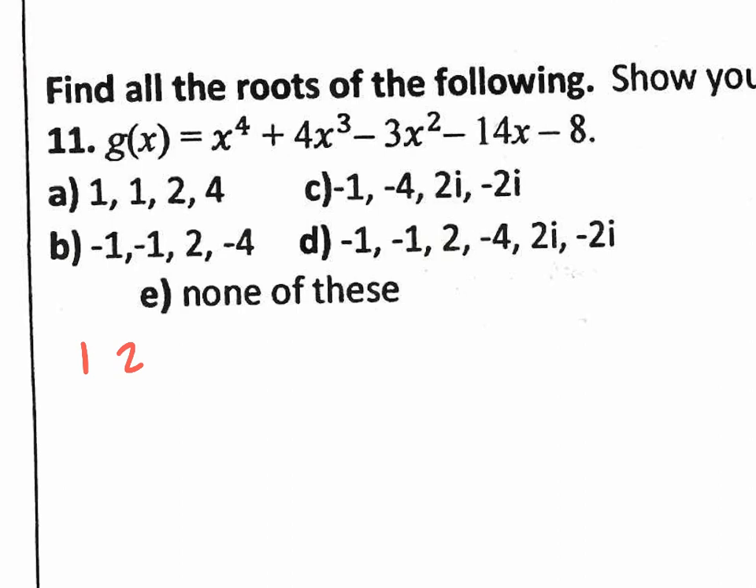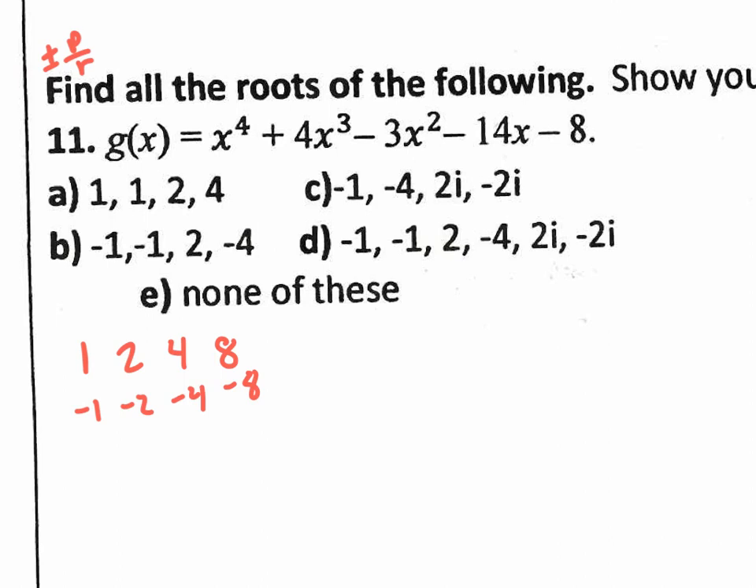Is 3 a possible answer? No. 4? And what else? 8. And all those numbers but negative. Because remember, the P over Q is a plus or minus, which means it could be positive, it could be negative. So you could have negative 1, negative 2, negative 4, negative 8 as well. So you have a total of 8 answers to test. That could take all hour, right? So let's look at our multiple choice answers and see which real answers repeat the most.